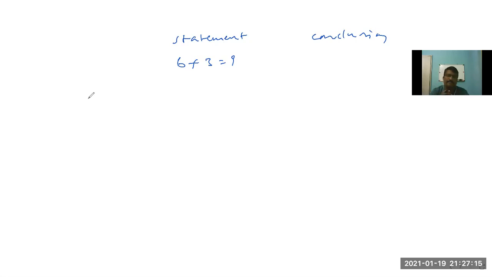6 plus 3 is equal to 9 is a true statement. At the same time, it is not going to be a false statement. It is either true or false, only one. So 6 plus 3 is equal to 9. The sum is an integer, no doubt about that. This is the conclusion. So the first is the statement and the next is the conclusion.